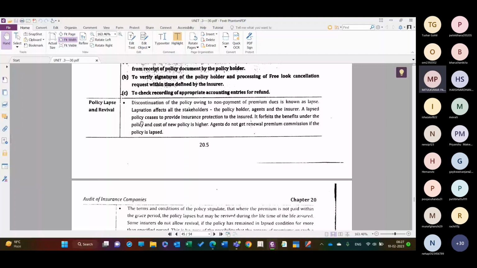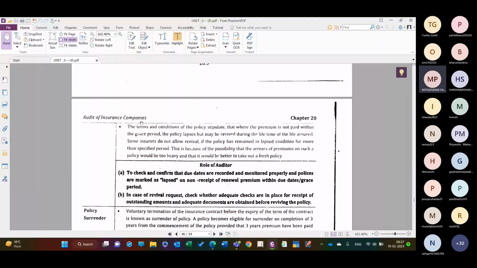The terms and conditions of the policy stipulate that where the premium is not paid within the grace period, the policy lapses. So generally, suppose your premium is due every 10th of January. Suppose it is an annual premium payable policy. If it is a monthly payable insurance policy, every month it will be paid. So if you do not pay by the 10th, suppose 30 days are given. If it's annual, generally 30 days is the grace period. So even if you don't pay by the 10th of January, still till the 10th of February you have to pay. And if you do not pay within that period, it will lapse.